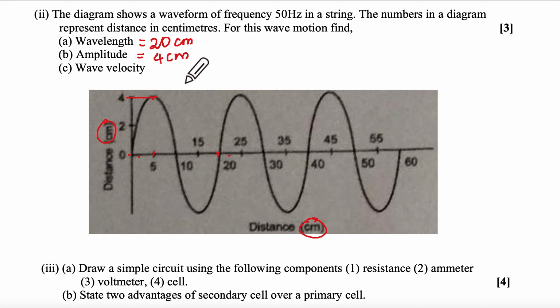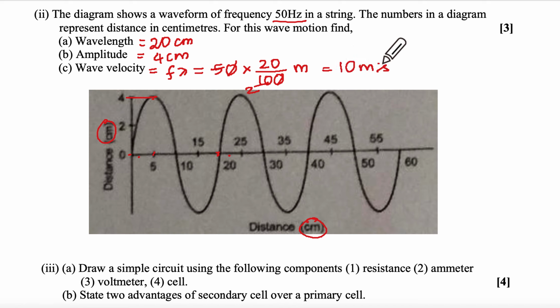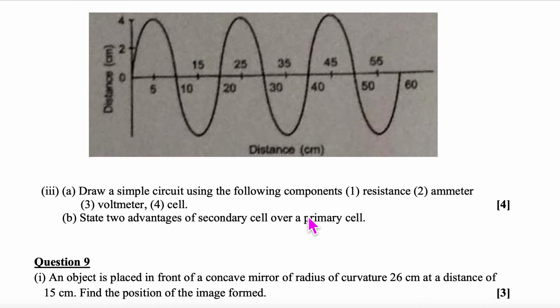Okay. Now how much is the wave velocity? They have given you the frequency here. So V is equal to F lambda. So that is 50 multiplied by 20. Now when you write 20, it is centimeter. So you have to make it into meter. Doable? Yes, ma'am. How much is it? 10 meter. If you don't put the unit, it is a problem. Okay, you must write the unit.